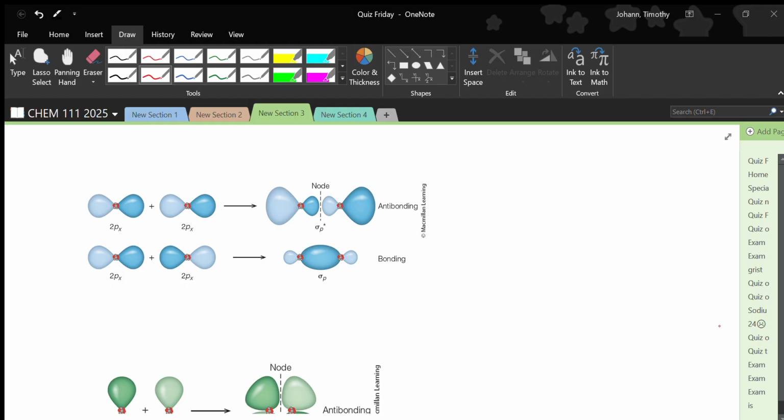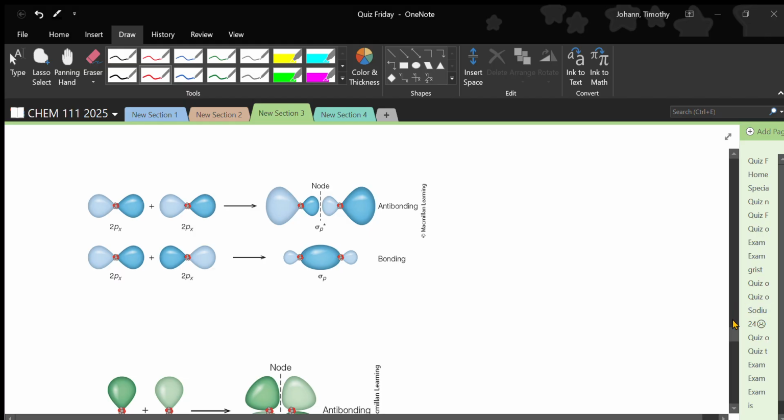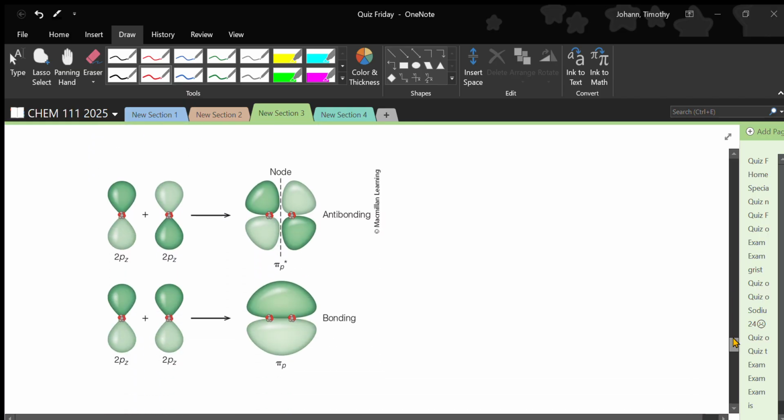I'm just going to go over the pictures pretty quickly here. This is spherically symmetric, so it gets called a sigma as well. We gave that a sigma before, but this is a sigma p as opposed to a sigma s. But then I have 2 other p orbitals that are not pointed at each other, and these end up being important when we talk about double bonds. This is where we get our double and triple bonds from.